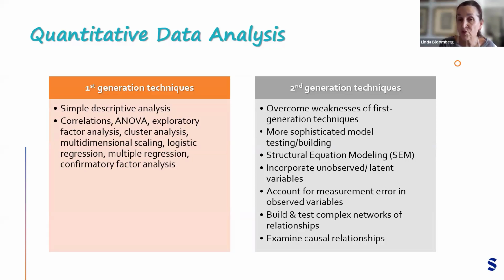They're based on structural equation modeling. They incorporate unobserved or latent variables. These account for measurement error in observed variables. They build and test complex networks of relationships, and they also examine causal relationships. As you can see, quantitative analysis is very rigorous in its own right. As qualitative analysis was in terms of coding and thematic analysis, this is rigorous in a very different way, but not any less rigorous nonetheless.